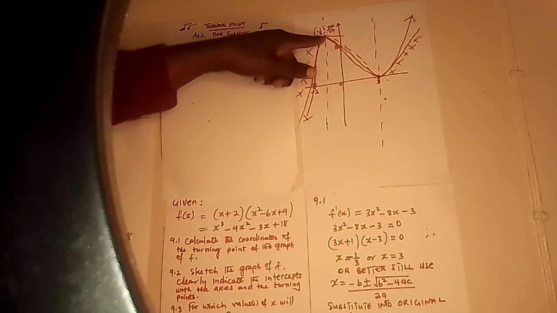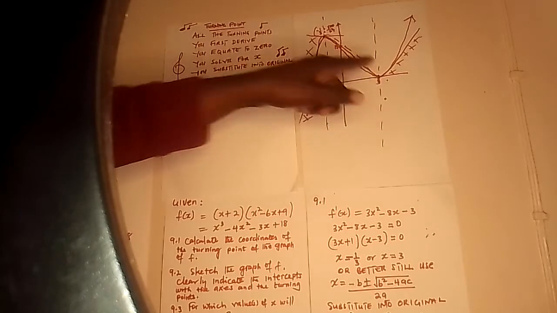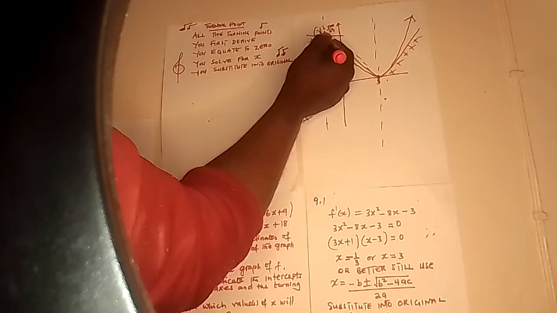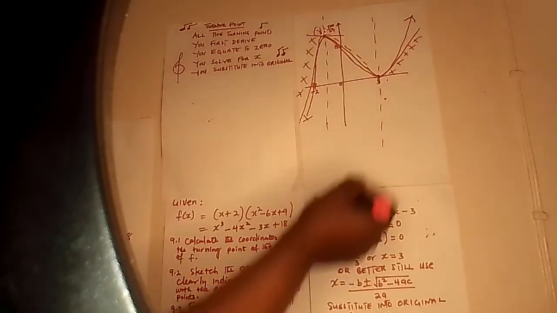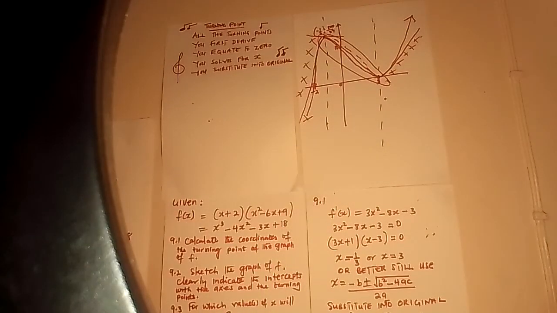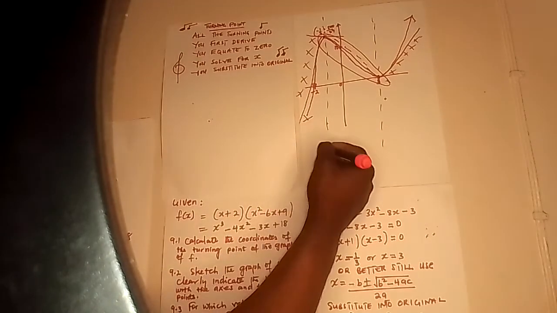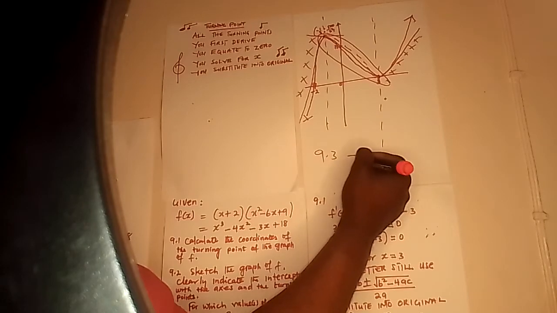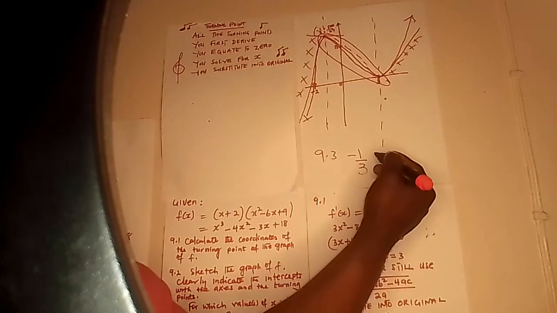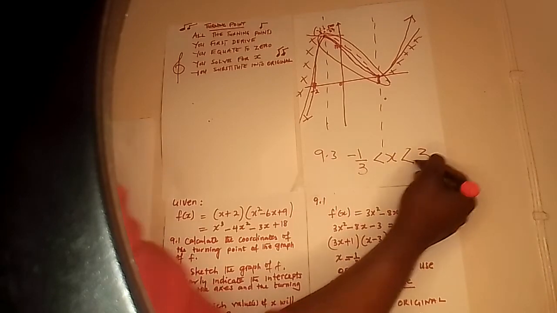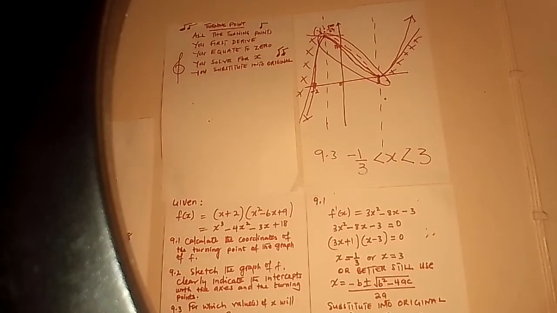So what you want to do is take the x values that make the graph have a negative slope. That is all about that question. So in that case, it is between negative 1/3 and 3. That is where our answer is. Our answer is on this arm where I'm putting a circle. So in this case, your solution to 9.3 will be negative 1/3 less than x and x is less than 3. That will be your solution.